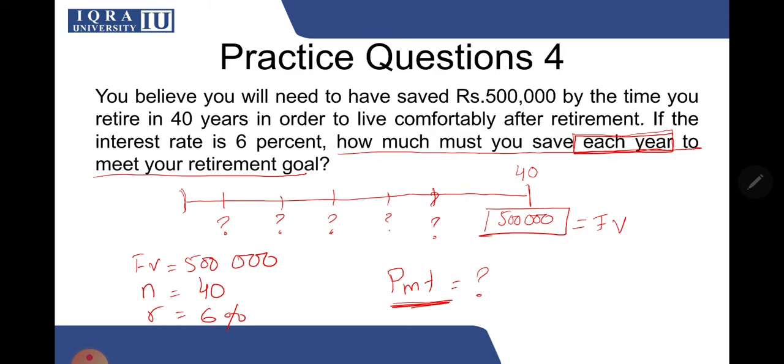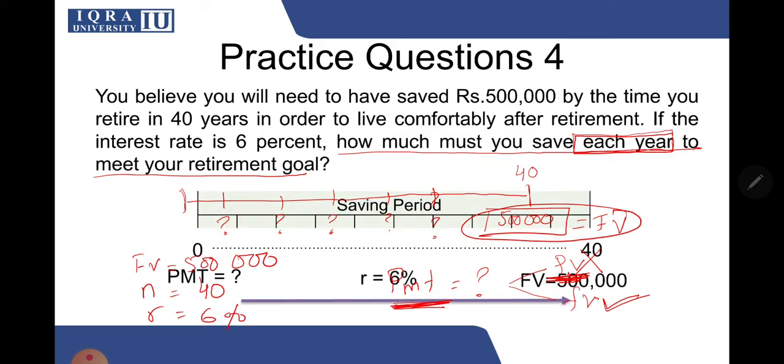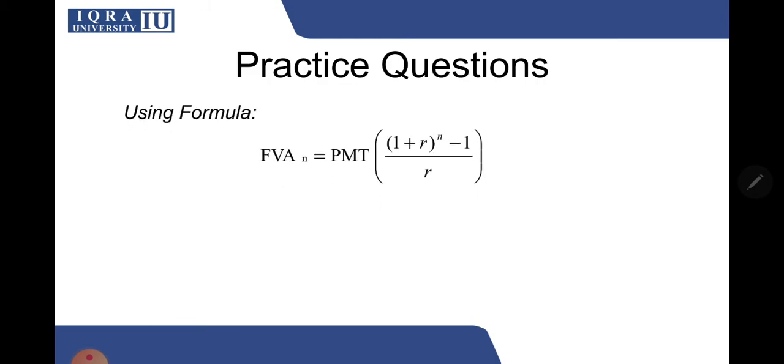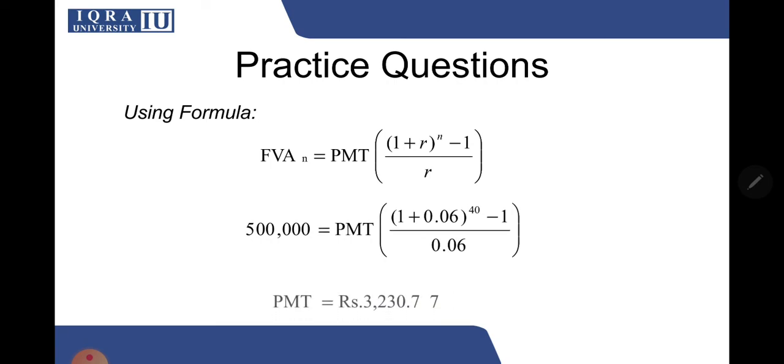So this is our question over here. You can see that we need to find out the PMT. So if you are asked to calculate the PMT, you can use the present value formula or the future value formula. But you can't use the present value formula because this isn't provided to you. You are given the future value, so you will use the future value formula for this purpose. This is the formula that you need to use. You have the future value.